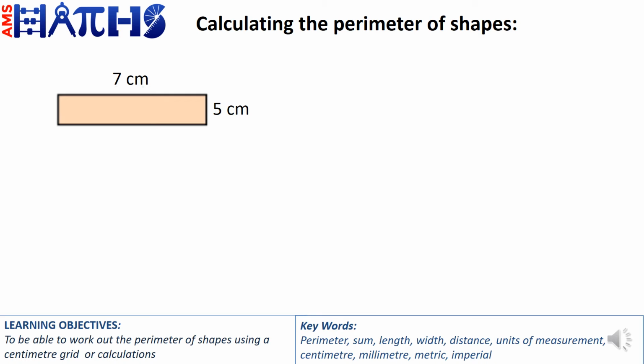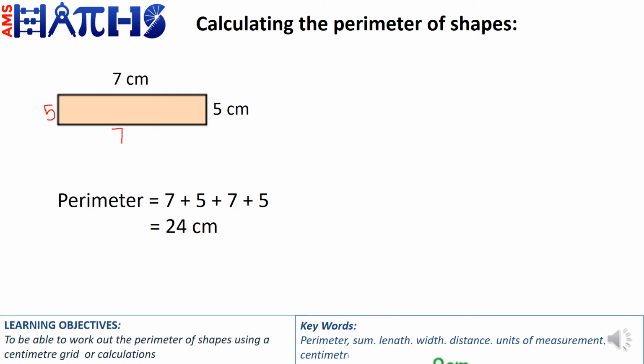In this example, we are going to work out the perimeter of the rectangle. We know that the opposite sides of a rectangle are equal. So this side will be 5 centimeters and this side will be 7 centimeters. Once we identify the lengths of all the sides, all we need to do is add them together to get the perimeter. So the perimeter of this rectangle is 24 centimeters.